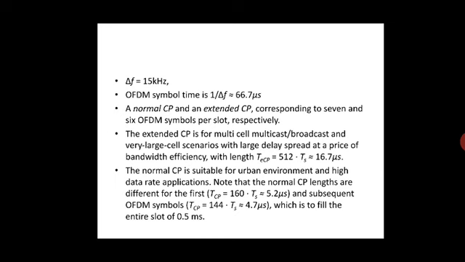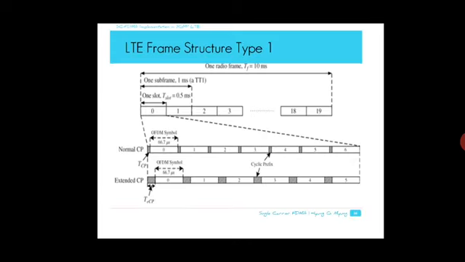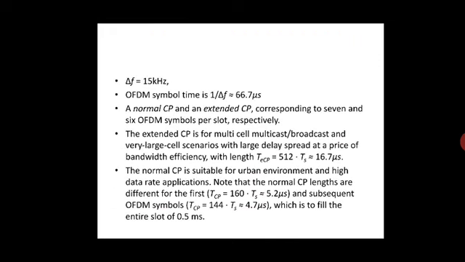As I stated here, normal CP and extended CP correspond to 7 and 6 OFDM symbols per slot respectively. As it is clearly visible here, normal CP is 7 and extended CP will be supporting 6. The extended CP is for multi-cell, multicast, broadcast and very large cell scenario operations. Means, what is the purpose of an extended CP? For multi-cell, multi-broadcasting.